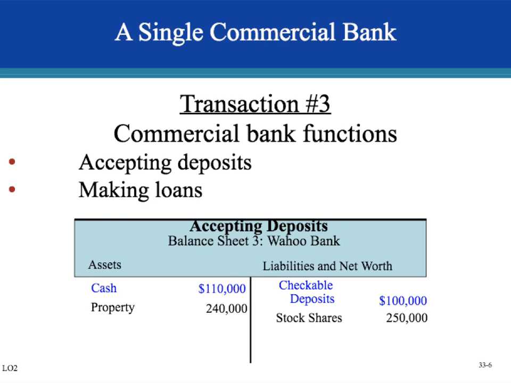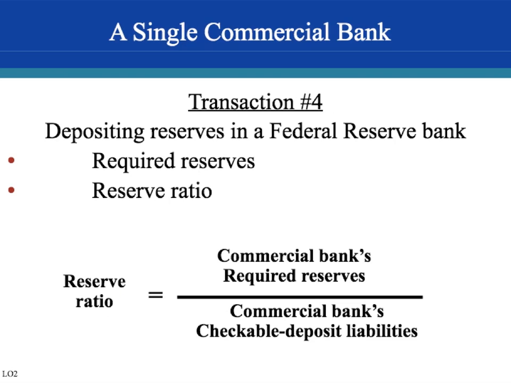So now they have $110,000 in cash, and again, they owe $250,000 to the shareholders and $240,000 they own in property and equipment. Okay, so each bank is required to keep a fraction of their deposits in reserves. They can keep the reserves in their local Federal Reserve Bank, or they can keep it in their vault, and usually banks do a combination of the two.